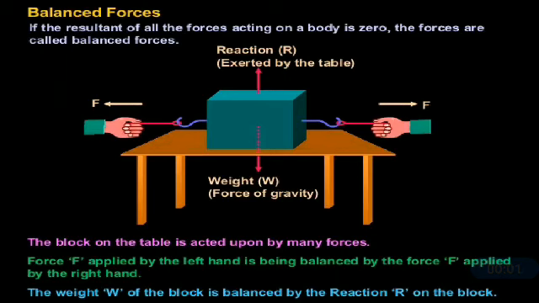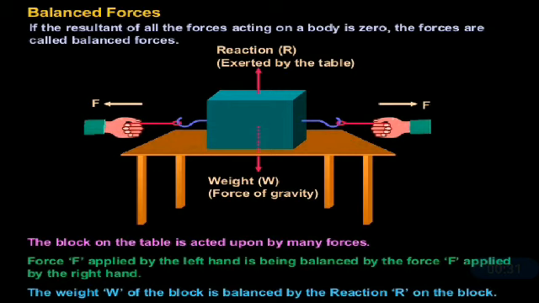Under types of forces, we have first balanced forces. If the resultant of all the forces acting on a body is zero, the forces are called balanced forces. So in this diagram, you can see a block of wood is being exerted by many forces, and all the forces are balanced here. How? The force F applied by the left hand is being balanced by the force F applied by the right hand. Both are equal and in opposite direction, hence they are balanced.